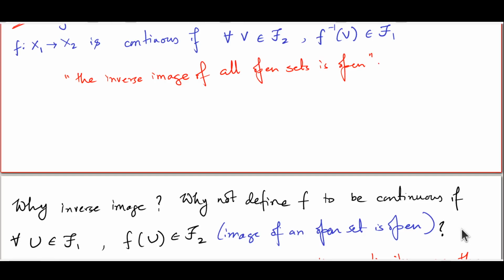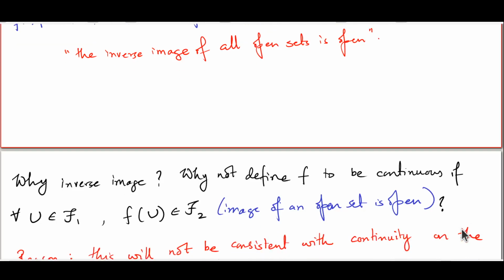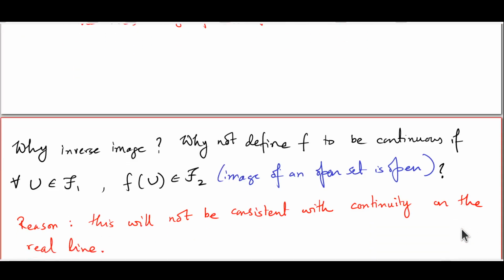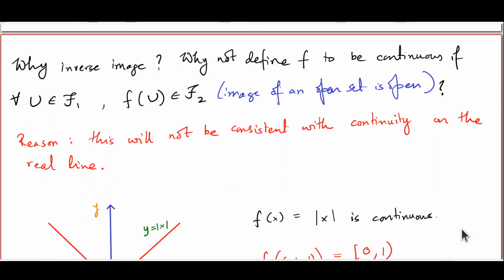In other words, if U belongs to T1, the topology of your domain, then f of U would belong to T2, the topology of your range. Can't we define a function to be continuous if this happens? The answer is this would actually run contrary to the notion of continuity that we have already developed earlier. Especially in the example that we are going to see, we will see that demanding that a function is continuous if it maps open sets to open sets is actually inconsistent with continuity on a real line. And one example is all that will suffice to show you that this is true.